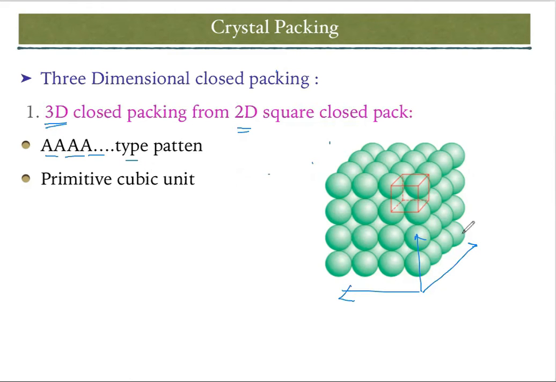So this type of close packing gives us the primitive cubic unit. Okay, so you can see this picture. This type of AAA close packing will give us the primitive unit cell. So this is a picture of 3D close packing. Now what is the coordination number? The coordination number here is 8.